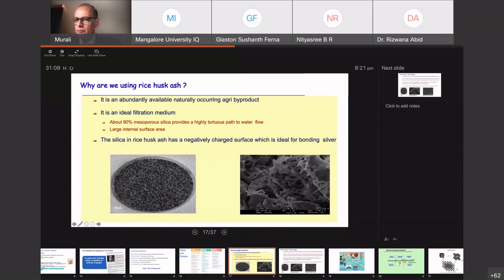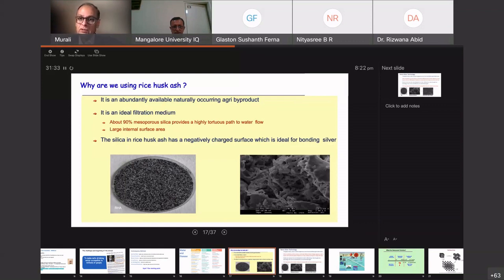Seems very, very simple, but we had to figure out exactly the right protocol to be used to put the right amount of silver so that it would not come out. So at the end of the day, remember, this is going to go into the water purifier. So the water is going to flow through, and when the water flows through, you want to be sure that the nanoparticles of silver do not come out. So you have to entrap them inside. So we used all kinds of capping agents, encapsulating agents to keep it in place.